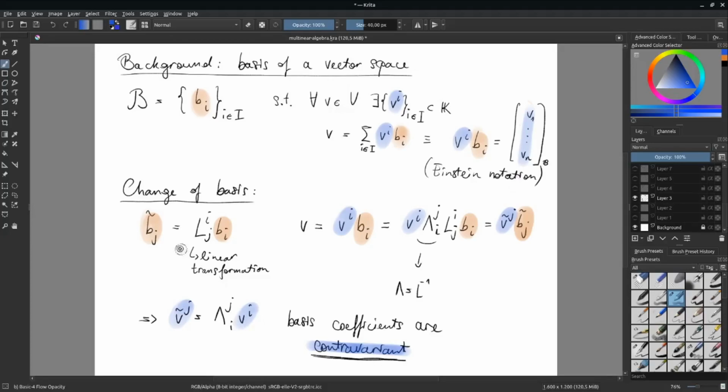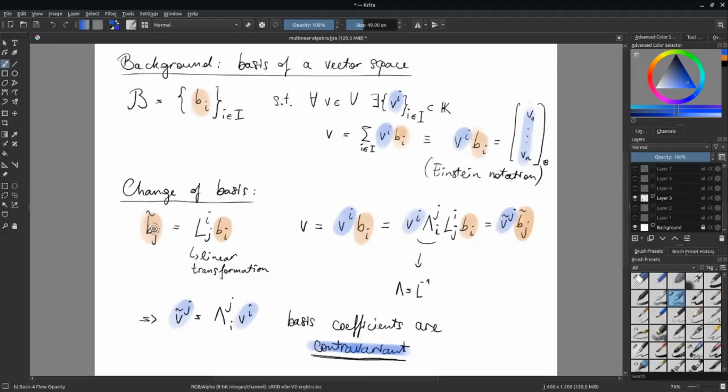And so notice that when we change to a new basis with some matrix L, the coefficients have to change by the inverse matrix. And so when that happens, we say that basis coefficients are contravariant. And so I'll stick with this in the rest of my slides.